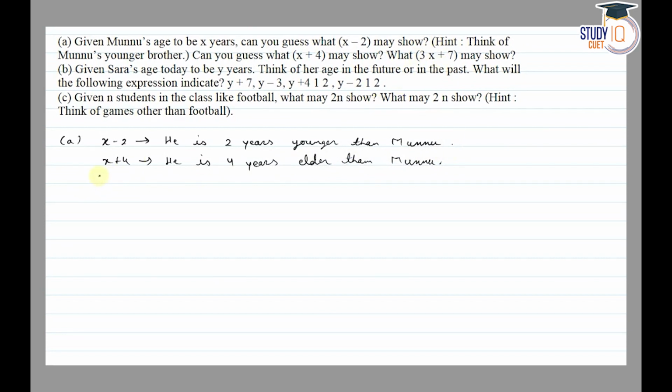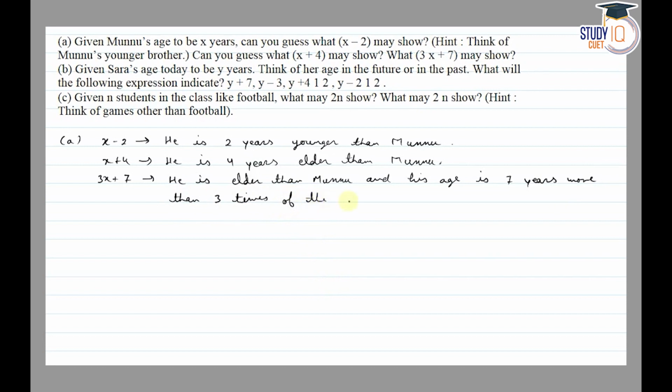3x plus 7: he is elder than Munnu, and his age is 7 years more than 3 times the age of Munnu.